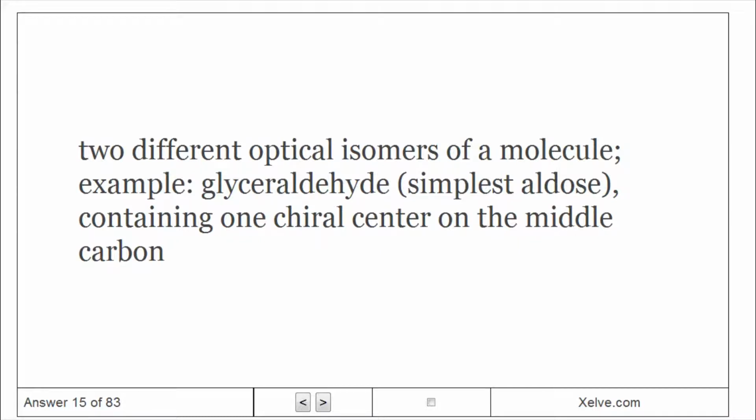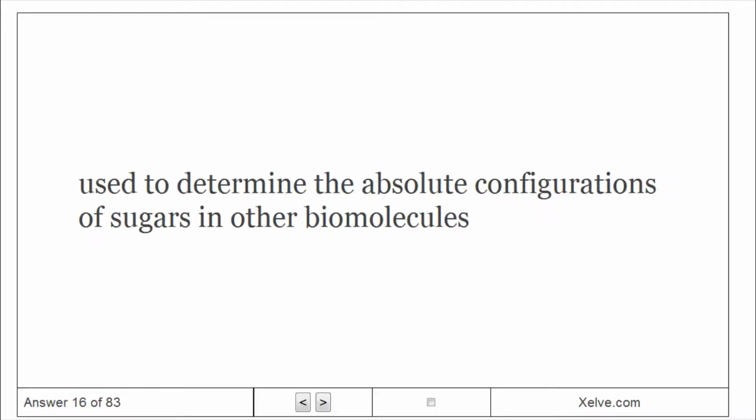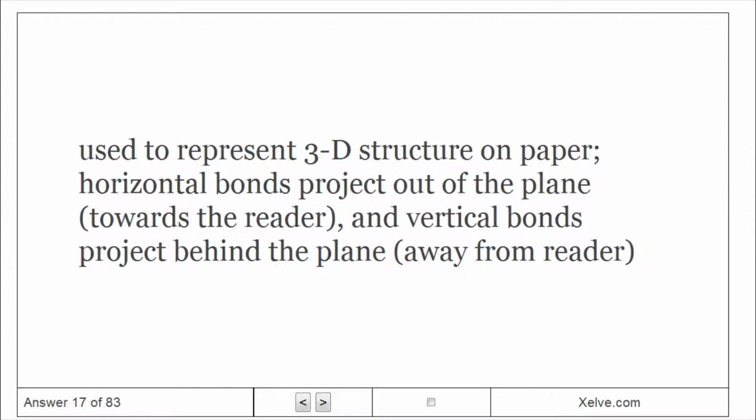X-ray crystallography is used to determine the absolute configurations of sugars and other biomolecules. Fischer projection formulas are used to represent 3D structure on paper. Horizontal bonds project out of the plane towards the reader, and vertical bonds project behind the plane, away from the reader.